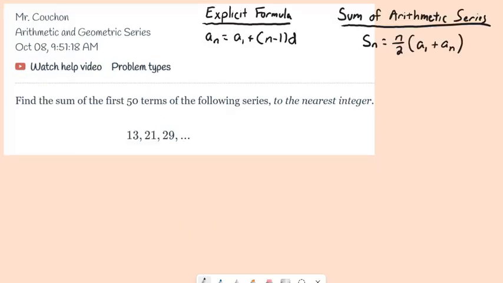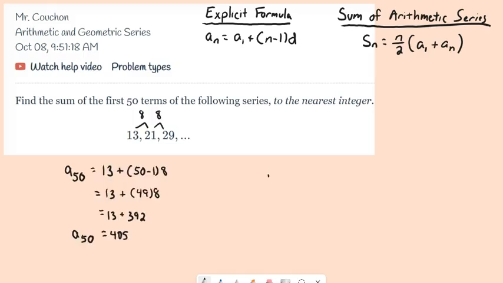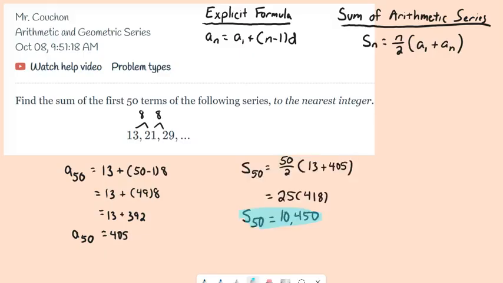Okay, please try this one on your own. When you're done, unpause, and I'll have my solution. All right, we'll go halfway here. The 50th term is 405. Now we're going to plug that into the sum of arithmetic series formula. So the sum of the first 50 terms in this series is going to be 10,450.